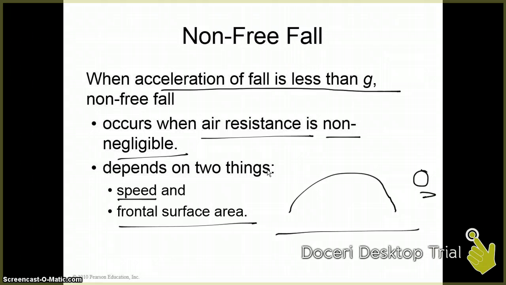Another example for speed. Air resistance increases with speed, as you might understand if you were driving along the highway. When you drive along the highway, you hear the wind a lot more than when you're just driving along city streets because there's a lot more air resistance on the highway. You're going at a much faster speed. So air resistance depends on both speed and frontal surface area. The more the frontal surface area, the more the air resistance, and the greater the speed, the more the air resistance.